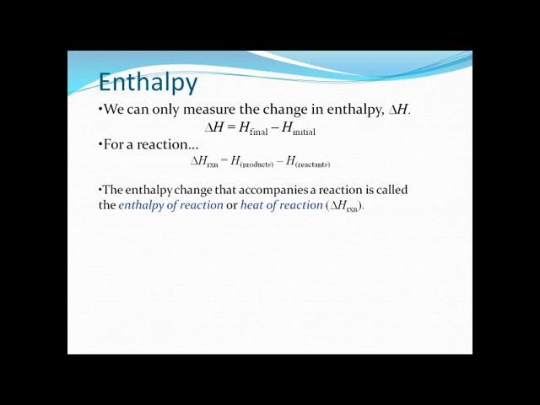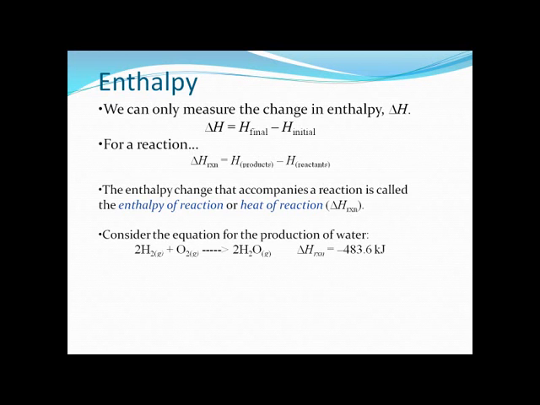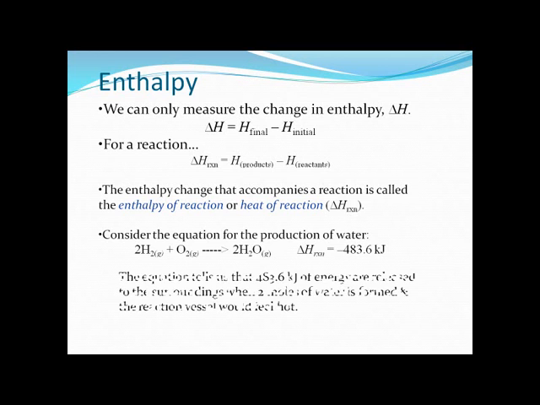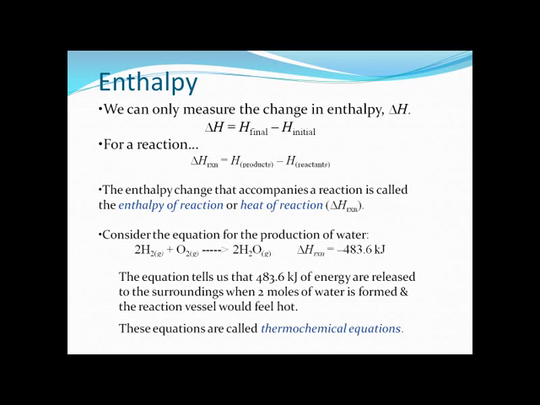This enthalpy change is called the enthalpy of reaction, or the heat of reaction, and is sometimes given the symbol delta H. Consider the equation for the production of water. This equation tells us that 483.6 kilojoules of energy are released, notice the negative sign, to the surroundings when 2 moles of water is formed, and the reaction vessel would feel hot to the touch. This is called a thermochemical equation.